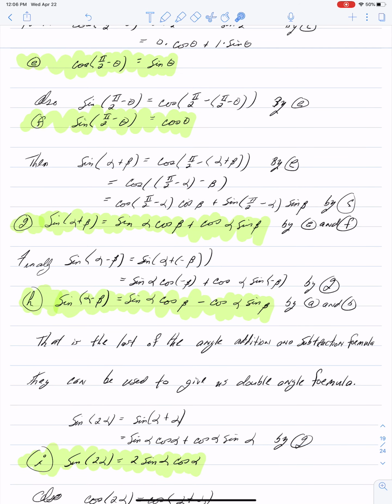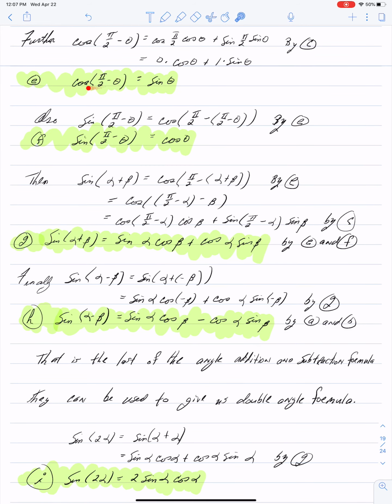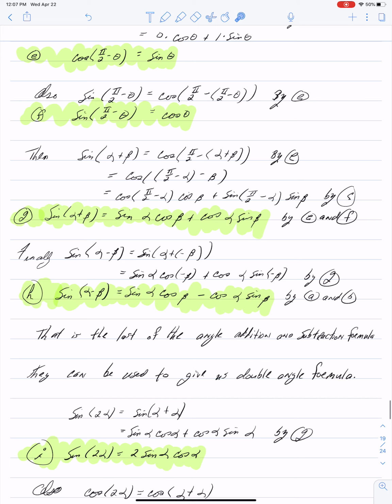So the sine of alpha plus beta, I'm going to write it in terms of cosine. Well, what is it? The sine of theta is the cosine of pi halves minus theta. So I can write this as the cosine of pi halves minus, and then my theta is alpha plus beta. And now I'm going to think of this a little differently, group the alpha with the first. So it's the cosine of pi halves minus alpha, subtract beta.